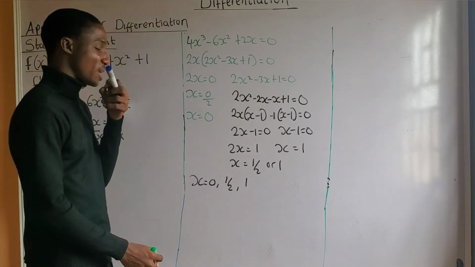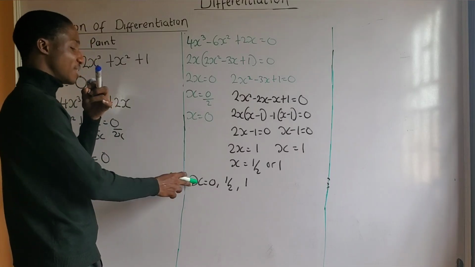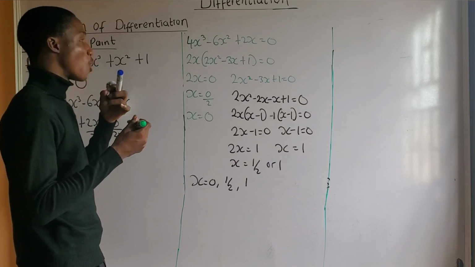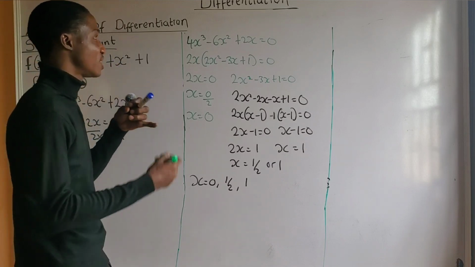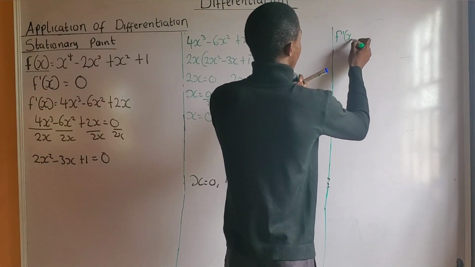Now, having gotten the values of x, these are the stationary points. Now, we want to check whether each stationary point is a maximum, minimum, or point of inflection using the second derivative test. And I want you to pay attention. That means I'm going to take the second derivative of f of x.